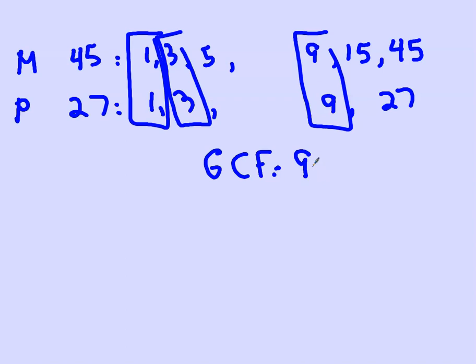Okay, so that's a quick lesson on how to find the greatest common factor. Just make a list of all the factors of each one and then find the greatest one they have in common.